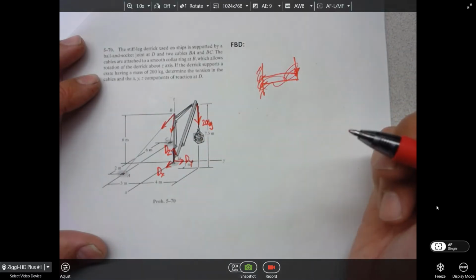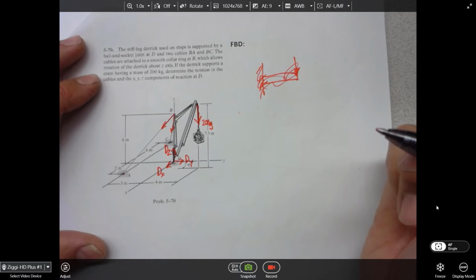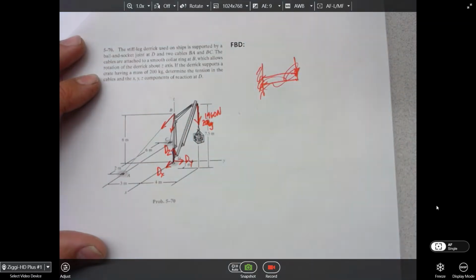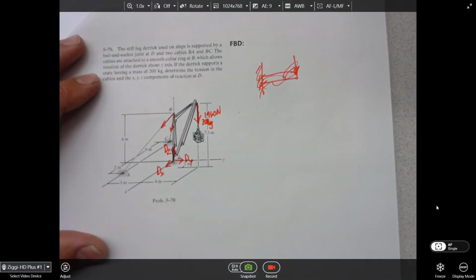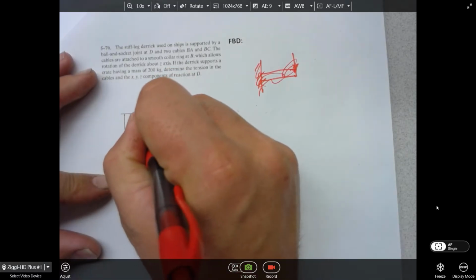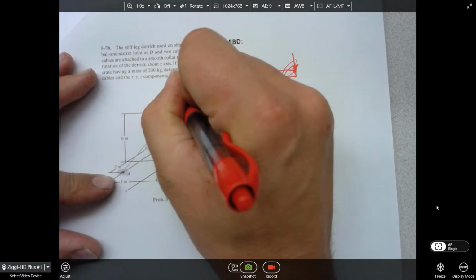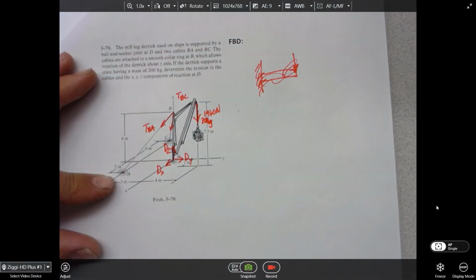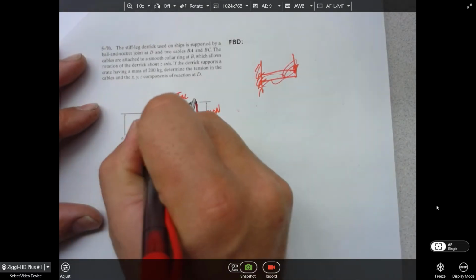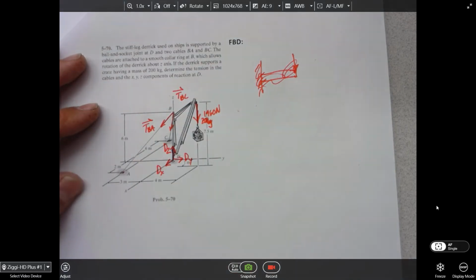So 200 times 9.81 is 1860? 1960? 1960 newtons, we'll call it. Okay. And then we'll have TBA and TBC. All right. So let's start. We're going to have to find those guys. The way we'll find them is by unit vector.